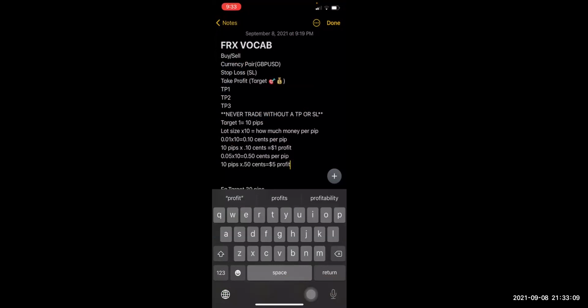All right, so take profit 1, 10 pips, 0.01, which is the lot size. You multiply it times 10 to find out how much money you would make per pip. That's the first thing you want to find out: how much money would I make per pip? 0.01, which is the lot size, times 10, meaning that every time the market moves up or down, you're going to make 10 cents. On a 0.01, you're going to make 10 cents.